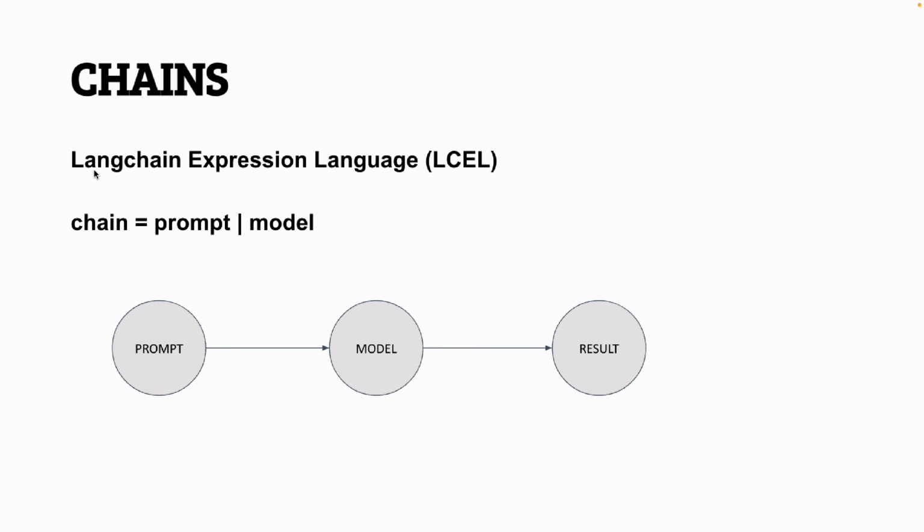Usually when you call a chain, this is what it looks like. You pass the prompt, you use this pipe operation, and then you pass the model, and that's how you chain the different components together. This way of using a pipe with multiple components is called LangChain Expression Language.